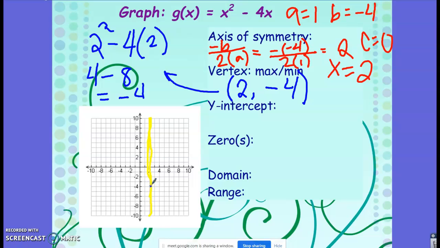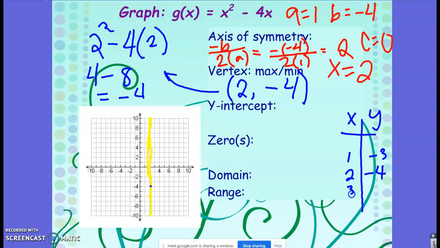Okay, so my vertex is at 2, negative 4. Okay, and I'm going to work from there to determine the other points. Okay, so I'm going to start a table, and I write really big, so I take up all the space. And I'm going to put my vertex point in the middle of it. And I'm going to work around that point to find other values. So if I plug in 1, 1 squared is 1, minus 4 times 1. So 1 minus 4 is what? Negative 3.